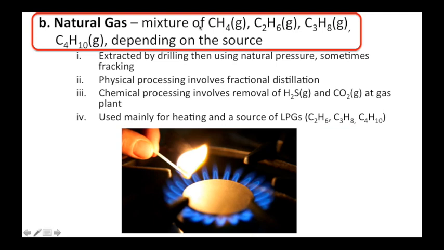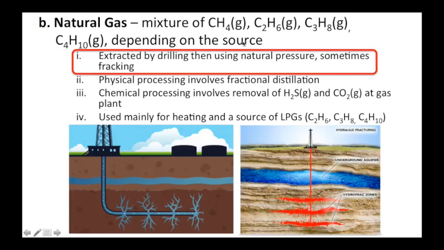There's also natural gas. Natural gas is a mixture of methane and ethane and propane and butane, depending on the source. Now, how do we get this out? Well, we drill these shafts, and then we frack, or we fracture the ground. So you can see these fracking zones, and then the gas seeps in through the cracks into our pipe, and we pump it out of the ground.